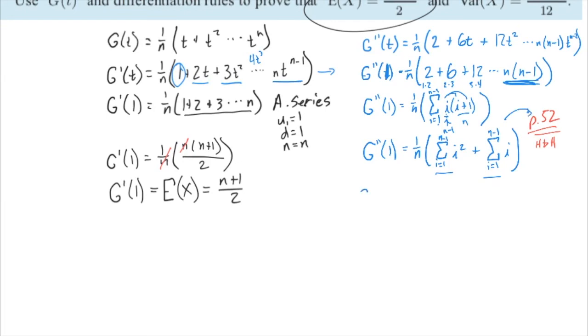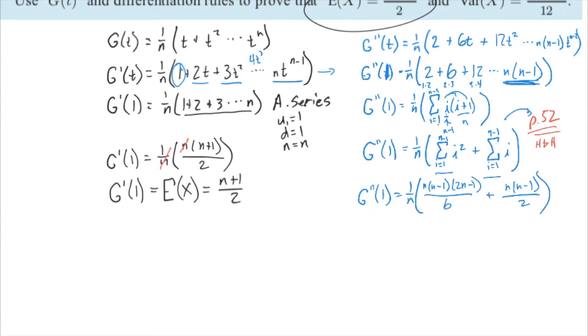What it ends up being is that g double prime of 1 will give us 1 over n, and then this first one turns to n times n minus 1 times 2n minus 1 all over 6, and then this one turns into n times n minus 1 all over 2, just like that.